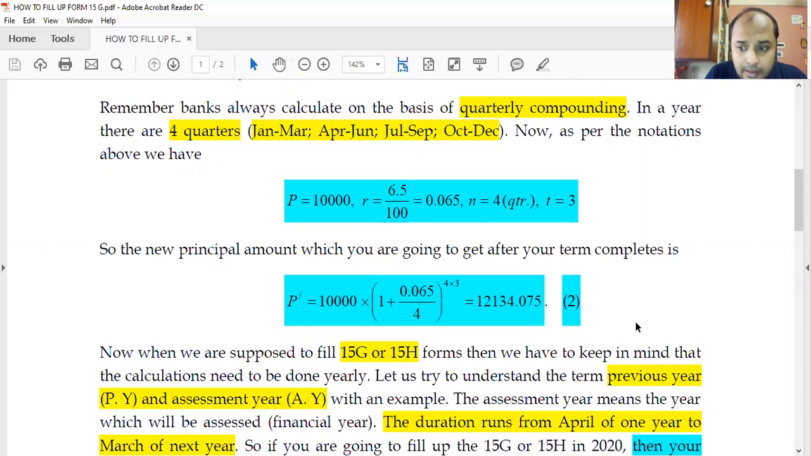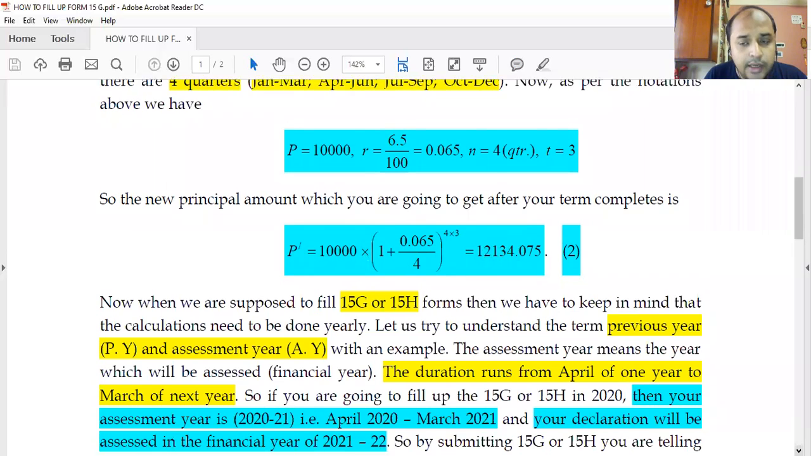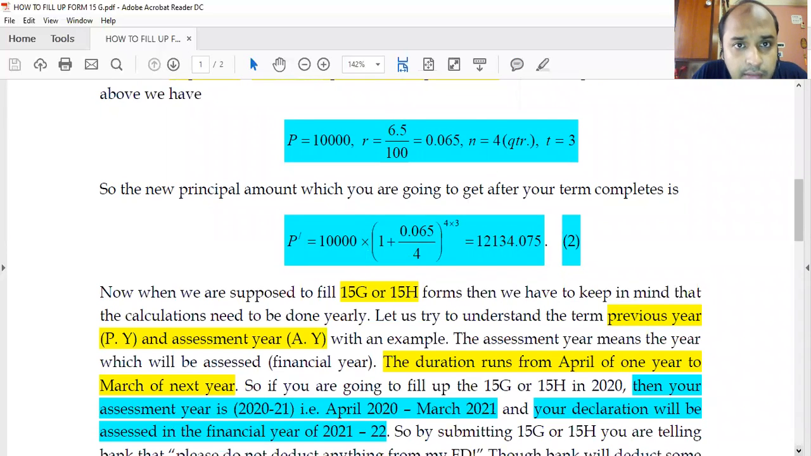Now, remember, friends, when you are going to put these different amounts in the 15G or 15H form, the form is not talking about 3 years, the whole span of 3 years for which the account has been opened. They are talking only about 1 year, your yearly income. That is the main important part.